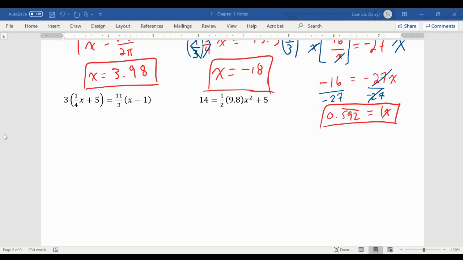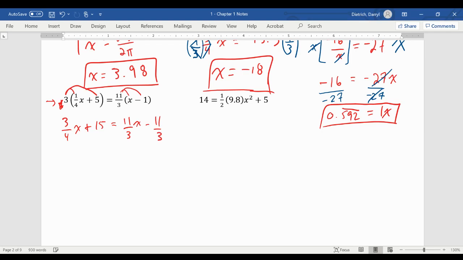For this first one here, where we have 3 times things in brackets, the first thing I'm going to do is multiply our number on the outside by things on the inside using the distributive property in mathematics. I also call it the rainbow property. Okay, so 3 times 1/4 x gives us 3 over 4x. And then 3 times 5 is 15. Okay, I'm going to do the same thing on the right side, giving us 11 over 3x minus 11 over 3.